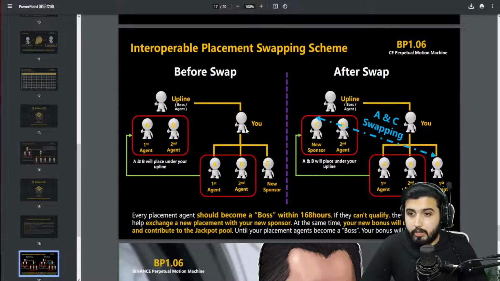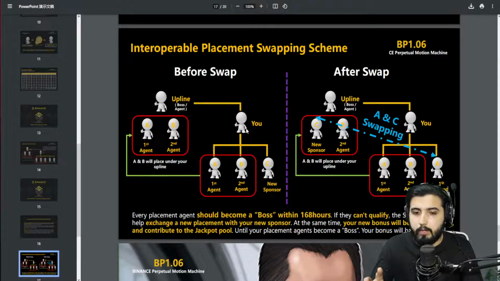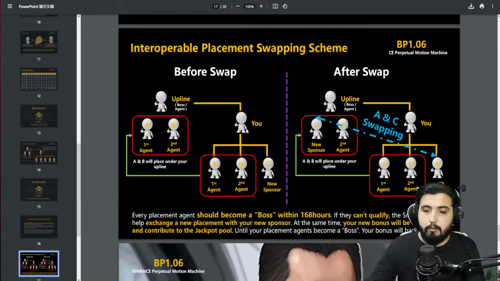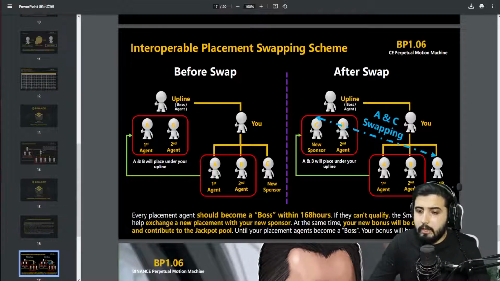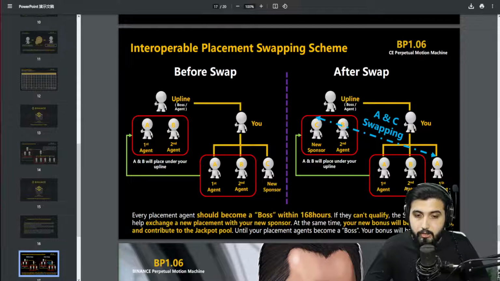But if you don't get the boss status, they perform the interoperable placement swapping scheme, in which one of the 2 agents that are added into the networking tree of the upline boss, they swap with one of your upcoming agents. So this first agent is swapped with the new sponsor. The new sponsor goes there, and this one comes here. So every placement agent should become a boss within 168 hours, which is 7 days. If they can't qualify, the smart contract will help exchange a new placement with your new sponsor.